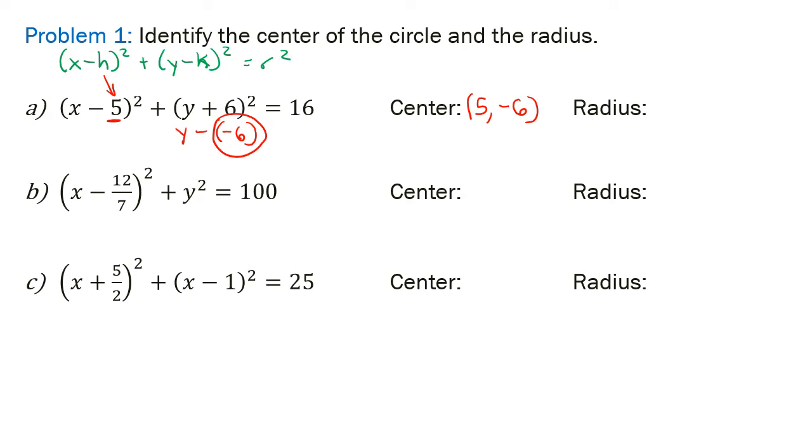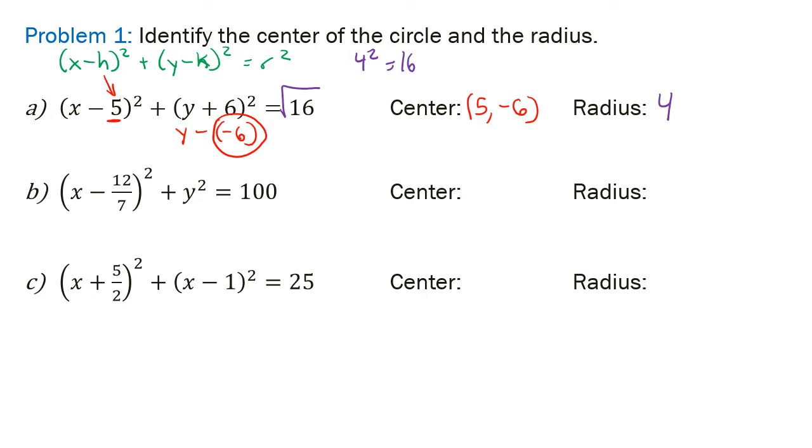When it comes to the radius, it's r squared, so this 16 is a number that's being squared that gives us 16. A quick way to deal with that is to just square root the number. So the square root of 16 is 4 because 4 squared equals 16. So our radius is 4.